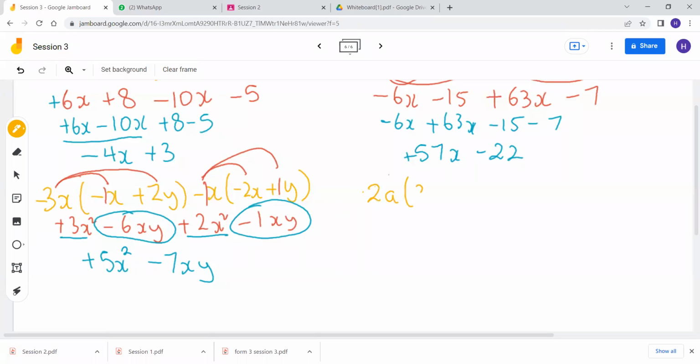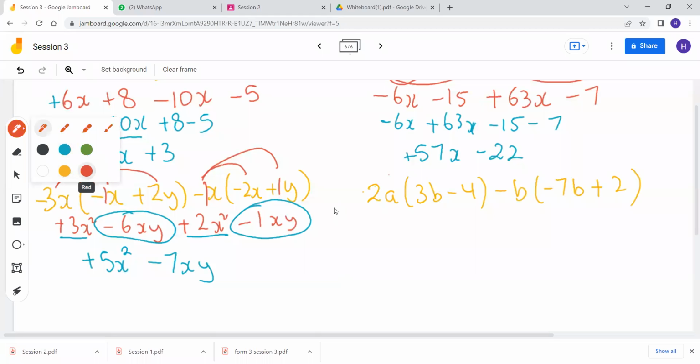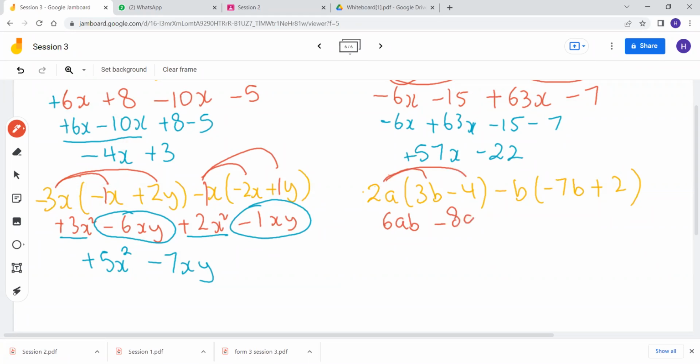2a open brackets, 3b minus 4, right? Minus a open brackets, or you can say what? Minus b open brackets minus 7a minus 7b plus 2, right? So look at this here, students. We need to multiply this out here, right? Take your time, right? 2a by 3b. 3 2s are 6, 6ab. 4 by 2 is 8, minus 8a, right?